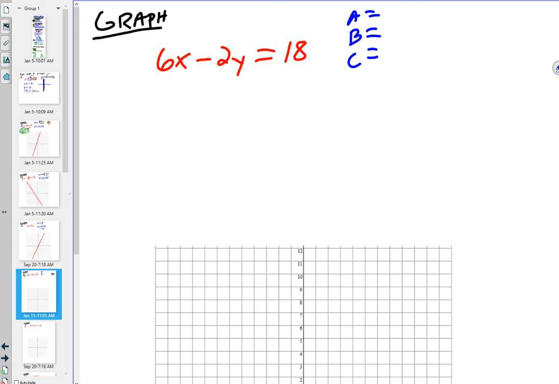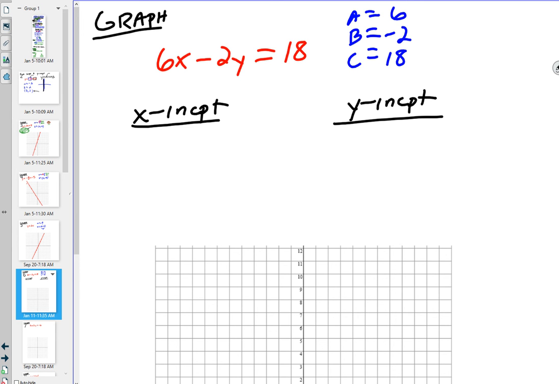So, okay, what number's in the A position here? 6. What number's in the B position? -2. What's C? 18. So instead of having to teach you to solve for y to use slope, we're going to just forget about slope. We're not even going to try for 3 points. Let's just go for 2 points, and let's make it 2 quickie points, the x-intercept and the y-intercept, and then just connect the dots.